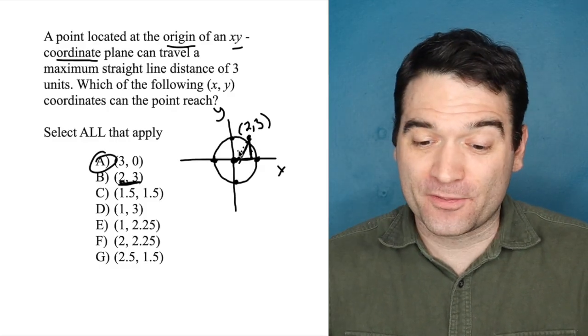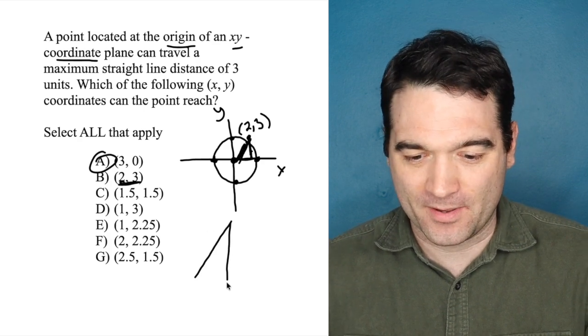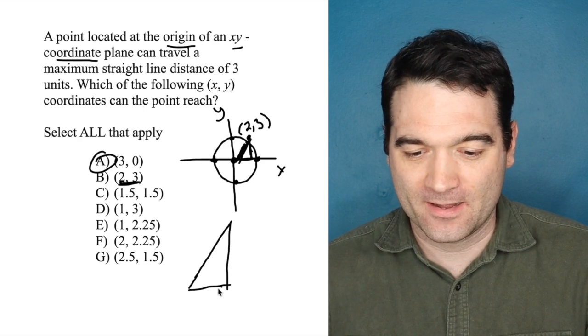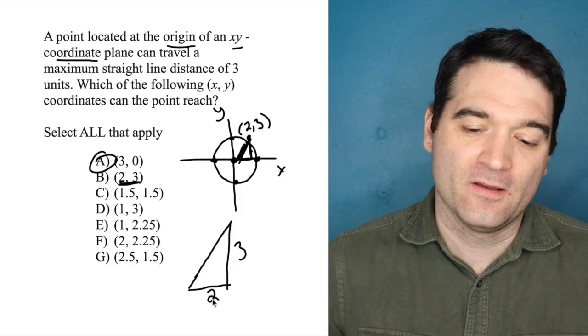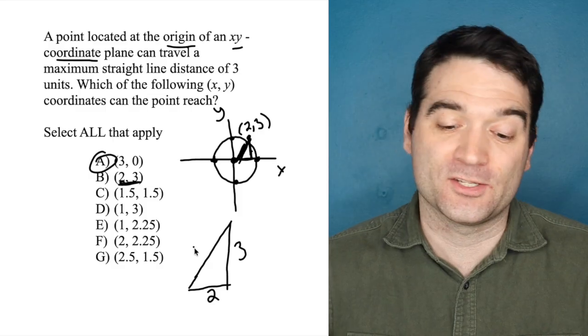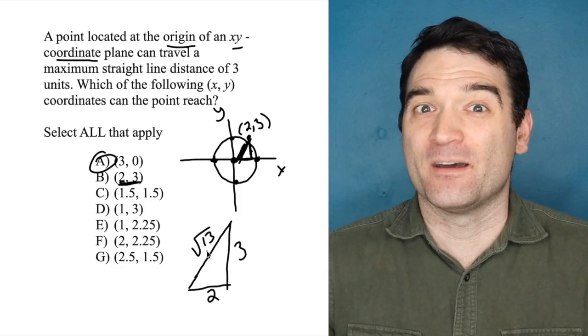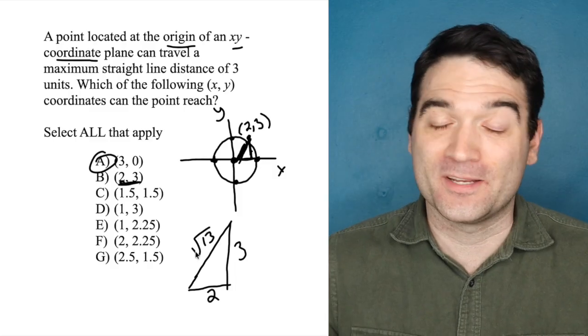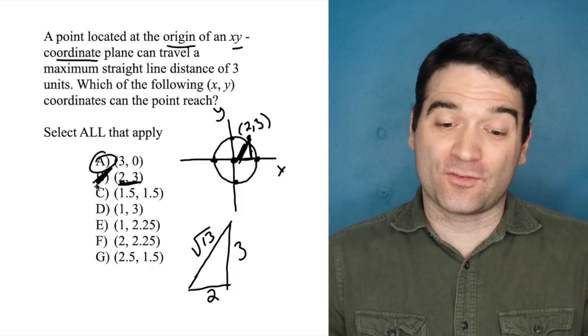But the square root of 13, I found this hypotenuse. And you know what I'll do? I'll draw this out even bigger just so everybody can see it, right? That's a distance of 2. That's a distance of 3. So a squared plus b squared, 4 plus 9 is 13. So that's going to be the square root of 13. That is bigger than the number 3, right? Because 3 is the square root of 9. So that one's out. And I can do this for all of them.